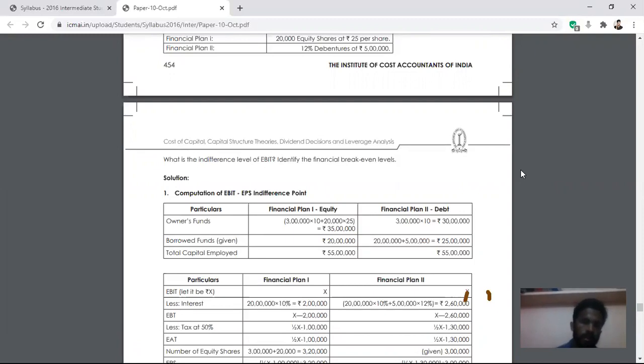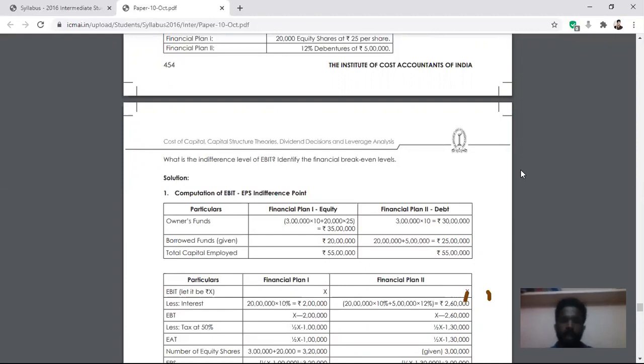Particulars: financial plan 1 is equity, and financial plan 2 is debt. I'll explain this one; you can take it down afterwards. If you go with financial plan 1, equity, owner's funds will increase from 30 lakhs to 35 lakhs. Presently owner's funds is 3 lakh into 10 rupees each, that is 30 lakhs, plus 5 lakhs additional, so 35 lakhs. Borrowed funds will be the same, 20 lakhs. So total capital employed will be 55 lakhs in financial plan 1.